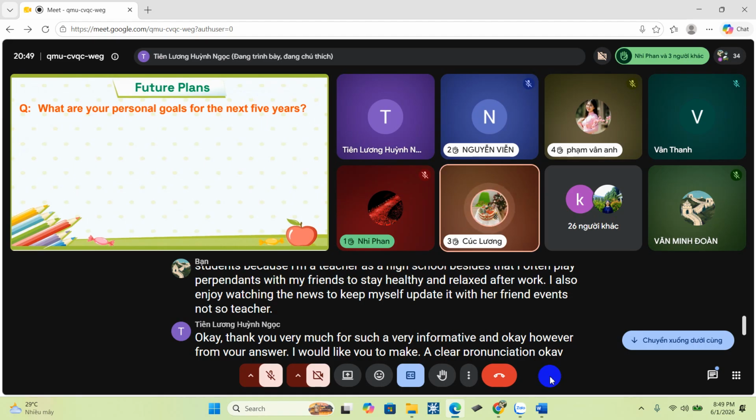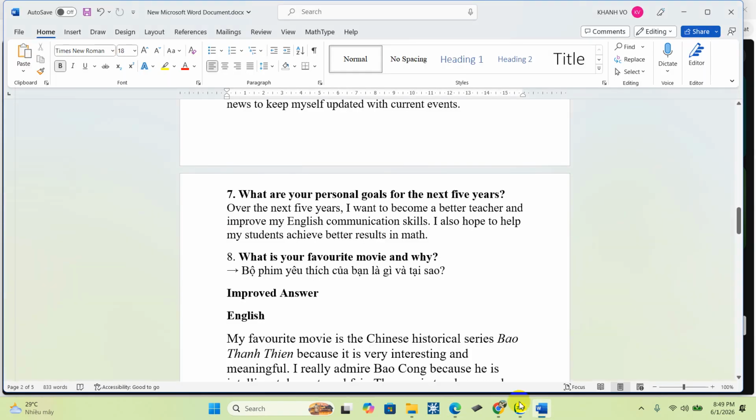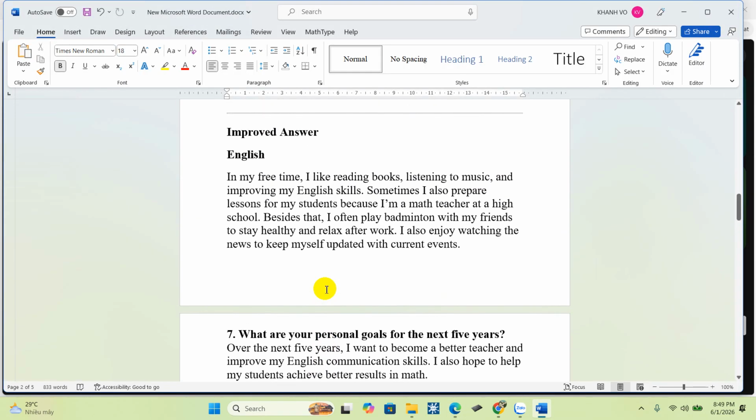Personally, I would like to maintain a healthy lifestyle, spend more quality time with my family, and create a stable and happy home environment. Another important goal is to improve my financial situation by saving and investing wisely. Overall, I hope to become a better teacher, better parent, and a more confident and successful person in the future. That's all for my answer.